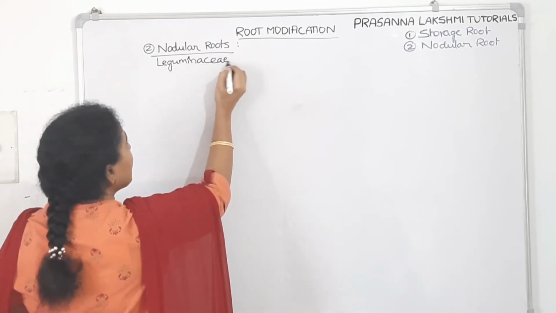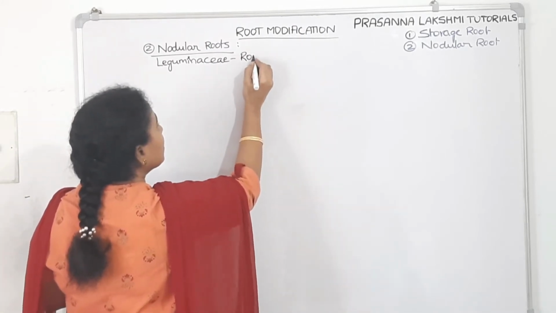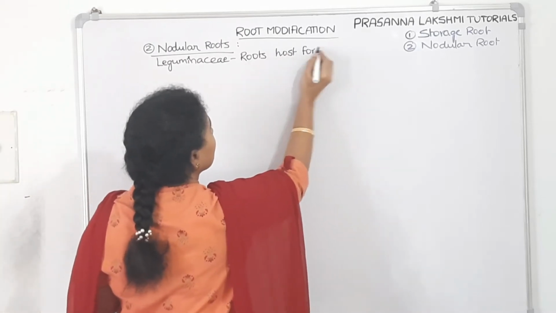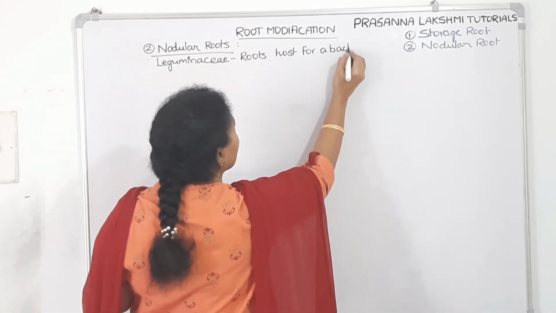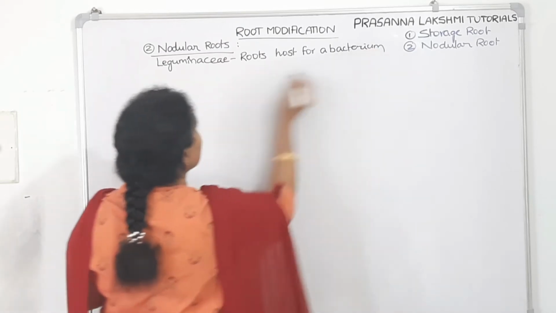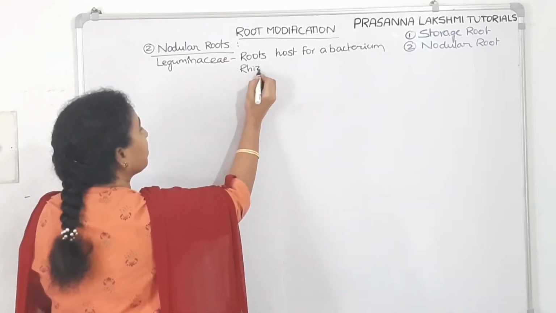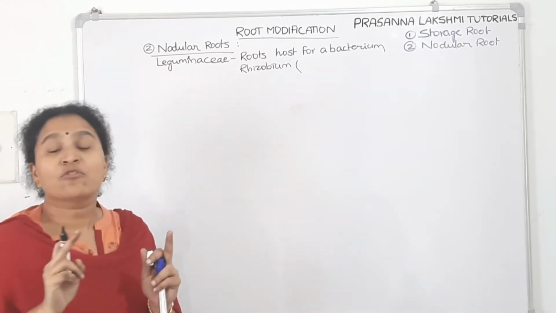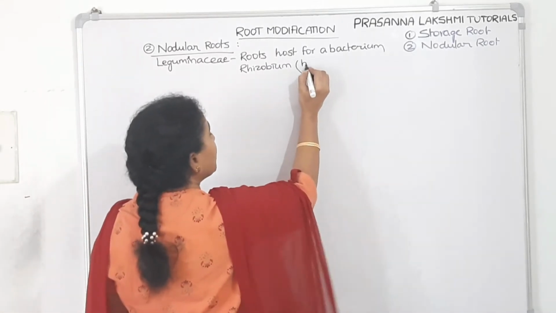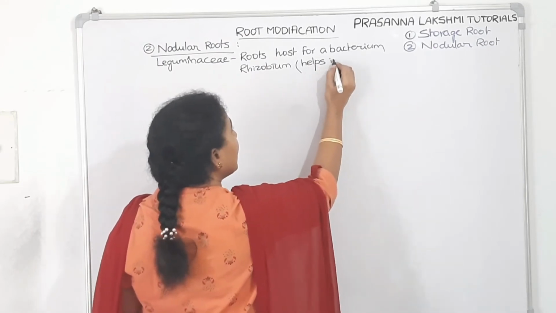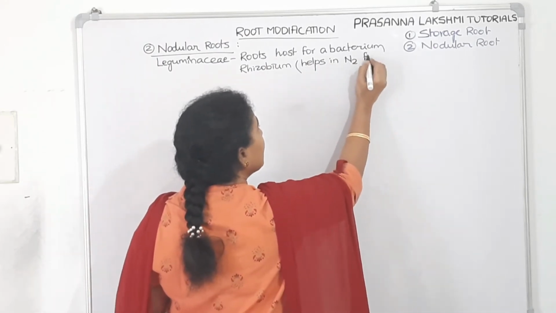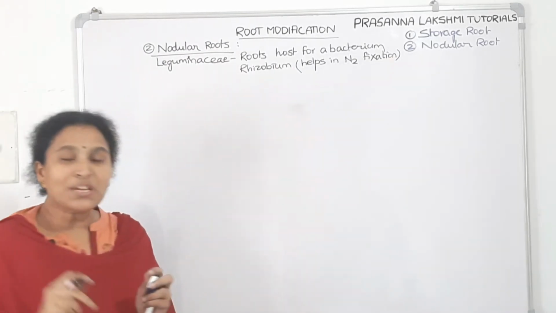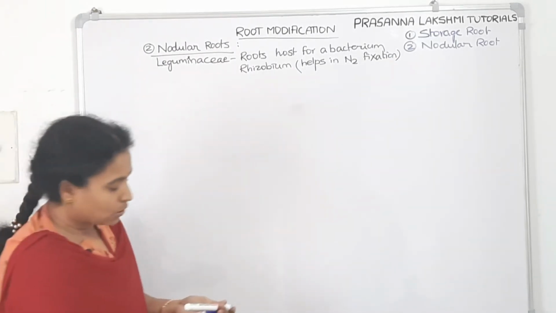In leguminosae, in fabaceae, the roots host a bacteria. What is the name of the bacteria? Rhizobium. And this rhizobium helps in nitrogen fixation. So the roots which are having nodules on them are called nodular roots.